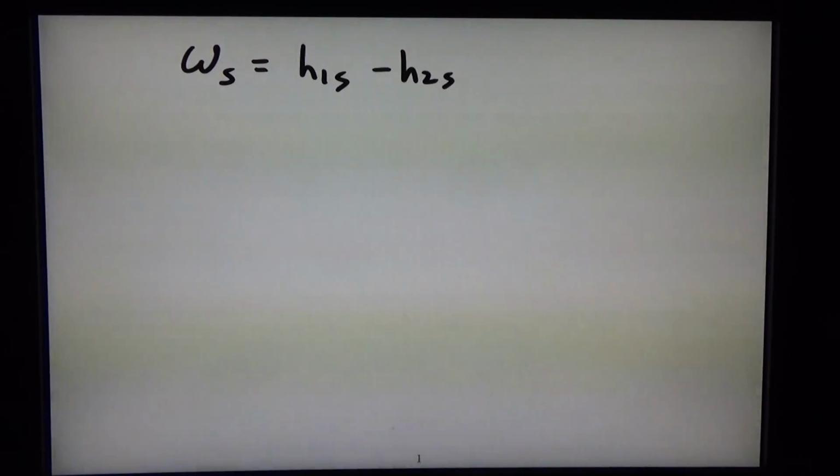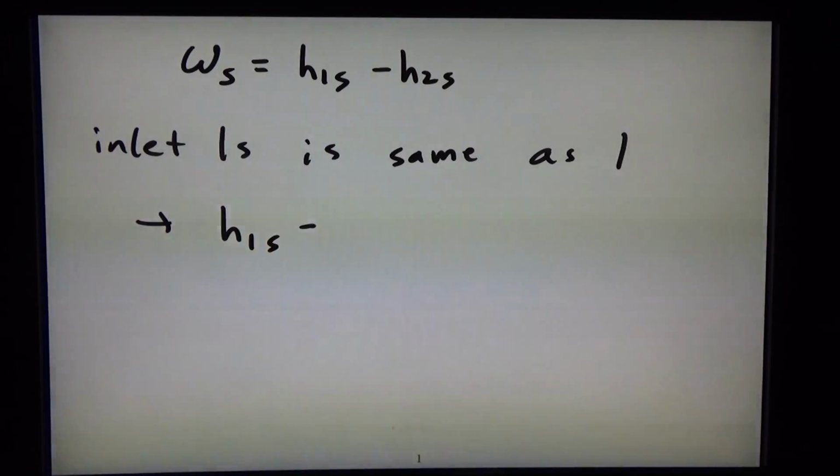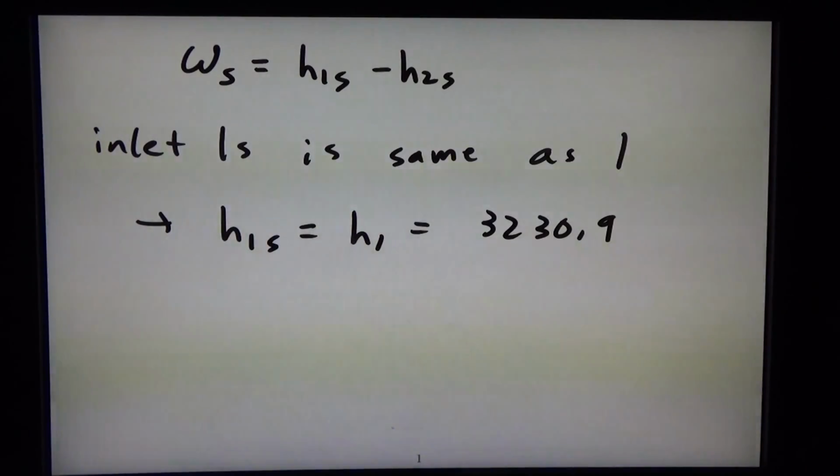So then the analysis for the isentropic turbine, the inlet state 1S. This is what we say for the hypothetical isentropic turbine. The inlet state 1S is the same as the actual turbine inlet state. So it is the same as 1. That gives us an H1S of H1, which was 3230.9.